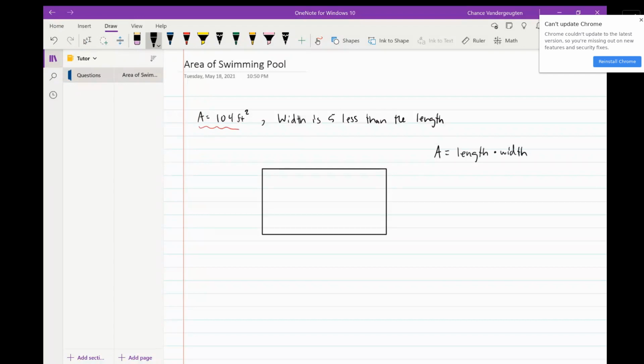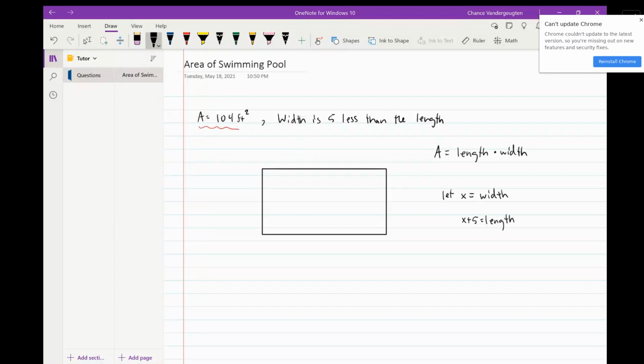And so we want to set up a variable that we can use to solve for. So we are going to say let x equal the width. Now here you can pick either or, the width or the length. We kind of pivot around that. So if we let x equal the width, it says that the width is 5 less than the length. So if x is the width, we know that x plus 5 equals the length.